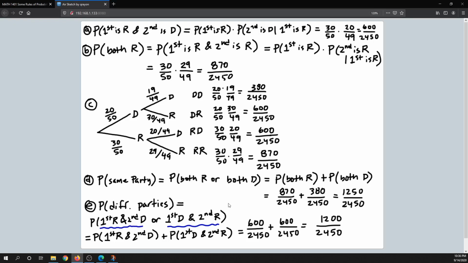If I were working this, I probably just would have used the complement rule. The probability that they're different parties is equal to 1 minus the probability that they're of the same party. Because if they're not different parties, I guess I could add that extra step in there. That's the complement rule. That says the probability of the complement is 1 minus the probability of the event. And so if they're not different parties, that means that they're in the same party in this case. And we already have that probability, which was 1250 over 2450.